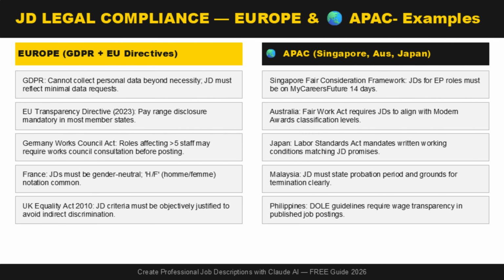Examples in Europe, GDPR means your JD cannot request personal data beyond what's necessary. The EU Pay Transparency Directive now mandates salary disclosure in most member states. Germany requires Works Council consultation for roles impacting over 5 staff. France mandates gender-neutral language. The UK Equality Act 2010 requires that all JD criteria be objectively justifiable.